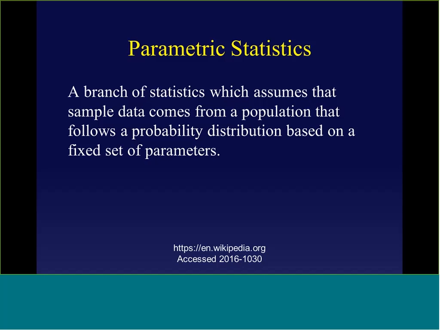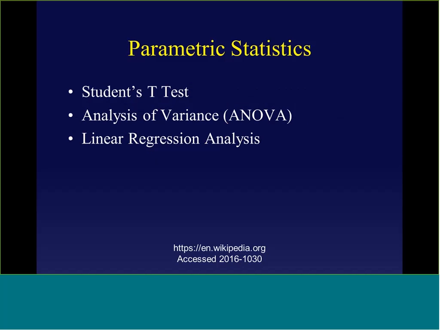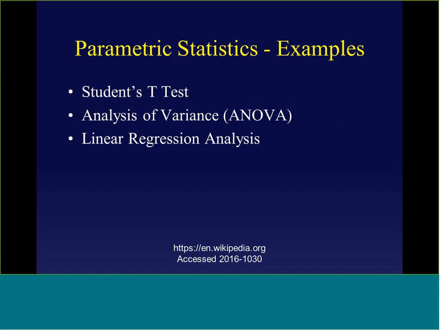Well, there are two ways of approaching that. One is to use what are called parametric statistics. This is a branch of statistics where you assume the data comes from a probability population that follows a very specific probability distribution based on a fixed set of parameters. Some examples of parametric statistics would include, but are not limited to, the student's t-test, analysis of variance, and linear regression analysis.